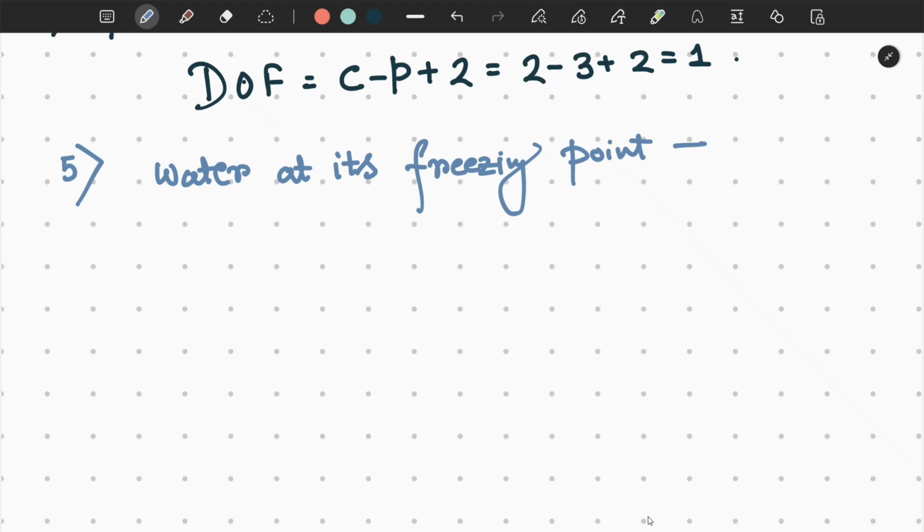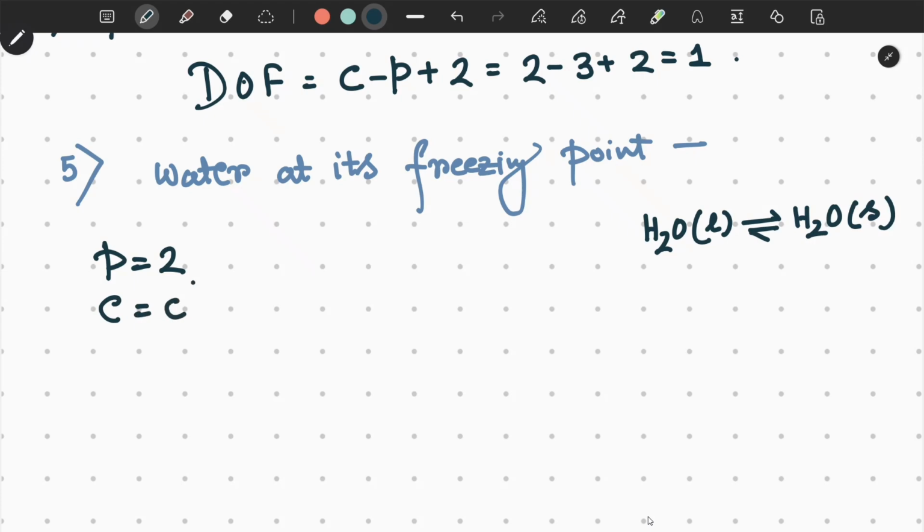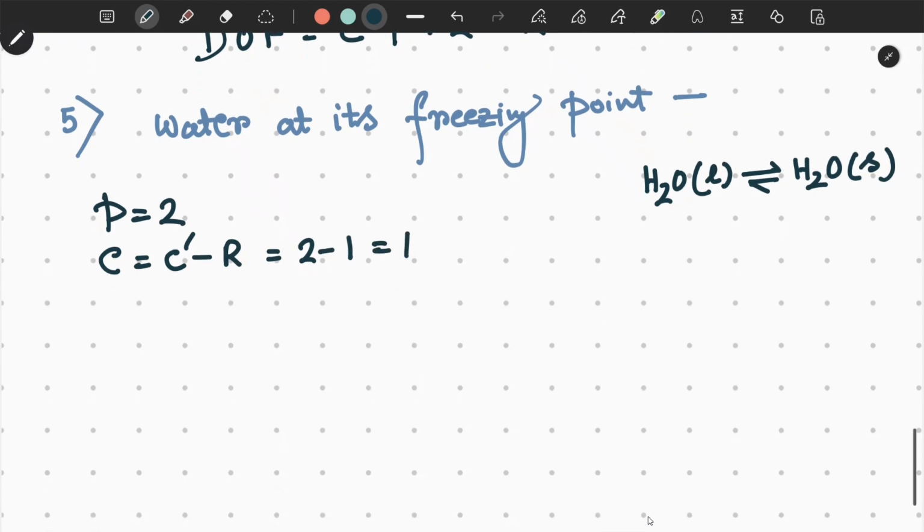Component is 2 minus 1, 1. Phase is 2 and degrees of freedom is 1. Okay, check it. So what will be the phase first? This is water at its freezing point. That means at the freezing point, liquid water is in equilibrium with solid water. So phase is obviously 2. So 1 minus 2 plus 2 gives 1. Yes, 1.